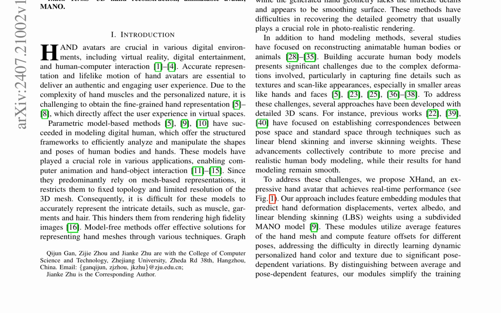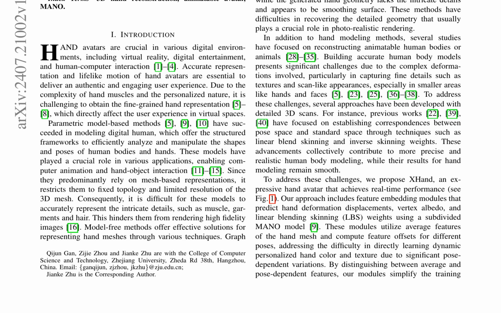To this end, we introduce an expressive hand avatar, named XHand, that is designed to comprehensively generate hand shape, appearance, and deformations in real time. To obtain fine-grained hand meshes, we make use of three feature embedding modules to predict hand deformation displacements, albedo, and linear blending skinning weights, respectively. To achieve photorealistic hand rendering on fine-grained meshes, our method employs a mesh-based neural renderer by leveraging mesh topological consistency and latent codes from embedding modules.